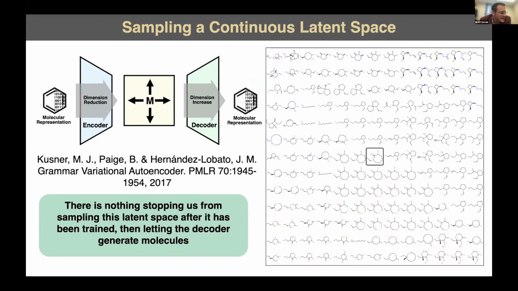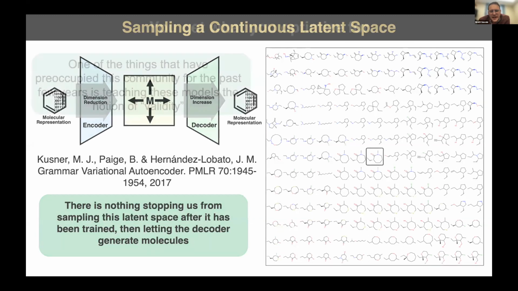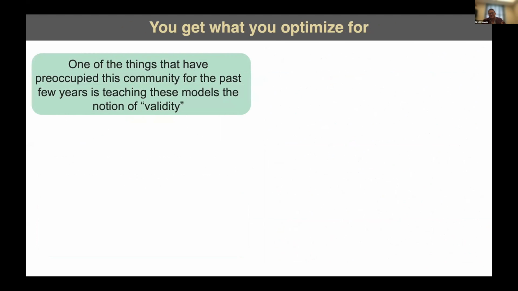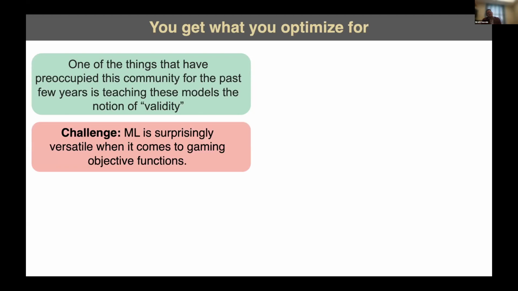So in about the next 15 to 20 minutes, I'm going to highlight some of the challenges of getting good molecules out of this. So one of the things that's preoccupied the community for the past few years is the notion of validity. And you could argue that this is now a solved problem. So there are representations of molecules and neural network architectures that can guarantee validity these days. And I'll come back to what I mean by that. But the challenge is that machine learning is surprisingly versatile when it comes to gaming objective functions. So maybe you've seen these two examples, but I think that these are great illustrations.